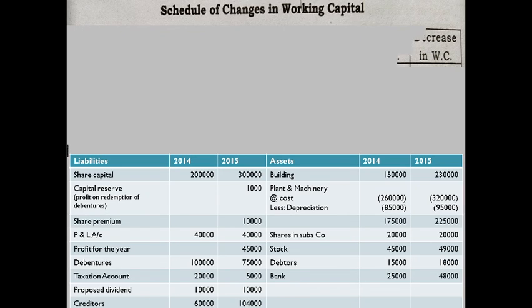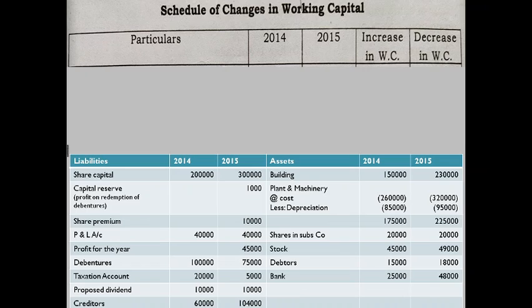Let us begin with the title, followed by the particulars and the period. Remember to write the period. The first year has to be written first, and the following year has to be written in the second column. Following that, the next columns are increase in working capital and decrease in working capital, and you know the rules regarding the preparation of the statement.